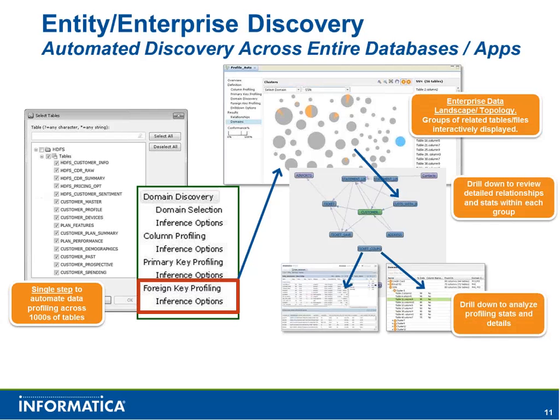So you can continue to drill down to the same level as you can do with profiling in 9.1. So you can drill down and see all of the usual information, such as the data type, patterns, number of nodes, etc. And then you can drill down to analyze profiling stats and details. So you can go from that very high level diagram all the way down to the row level data and see the information there.